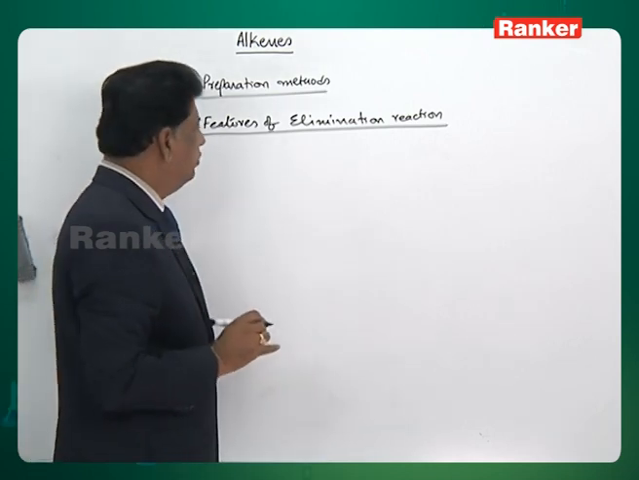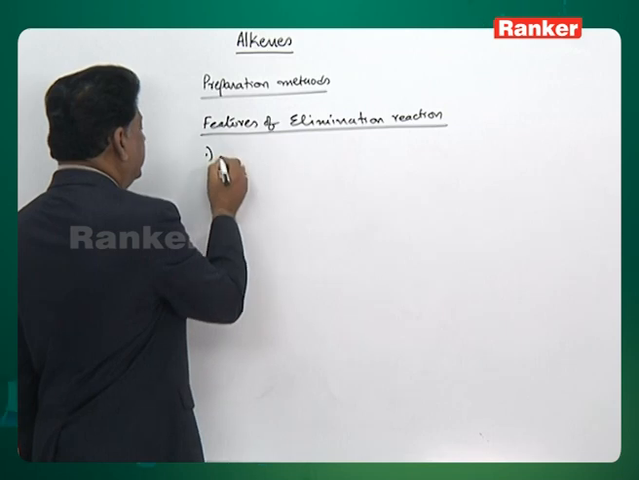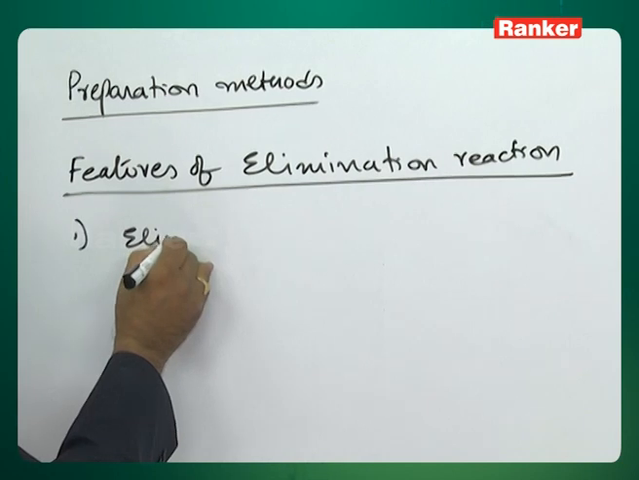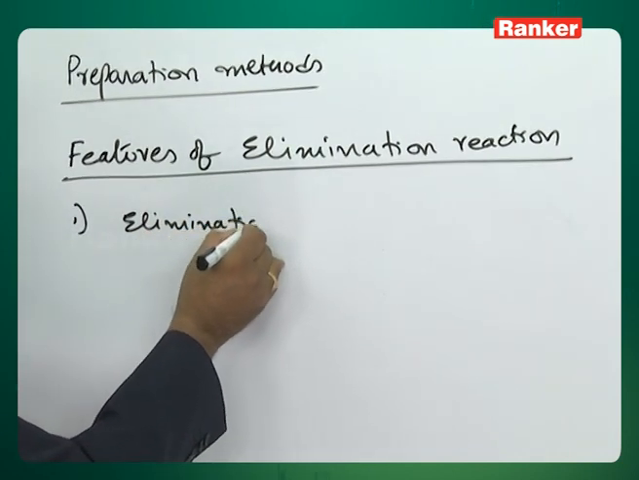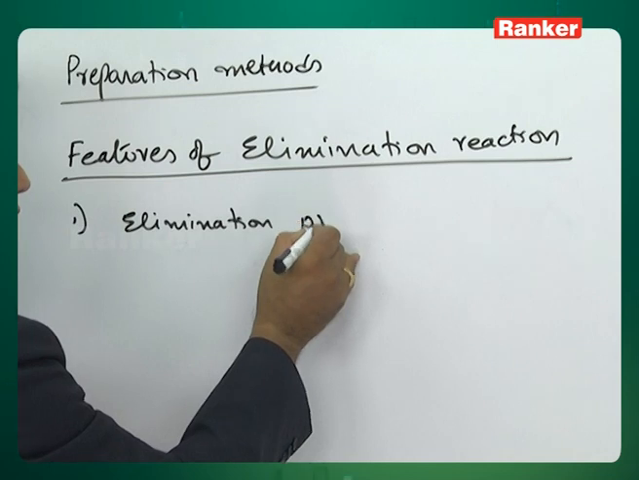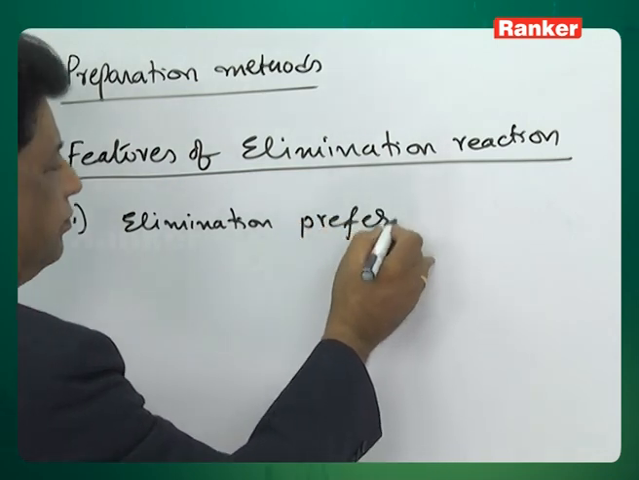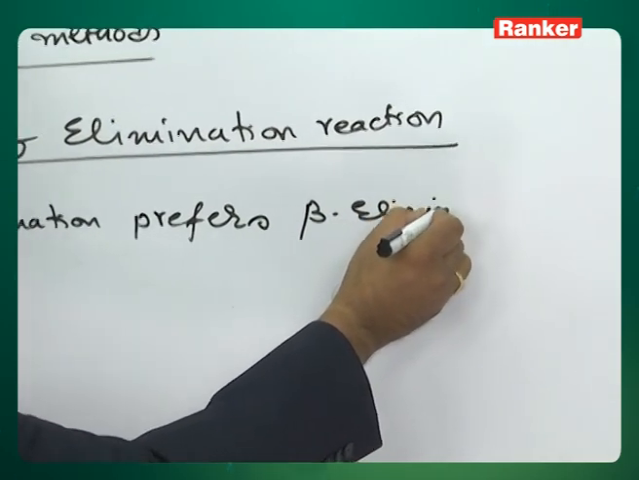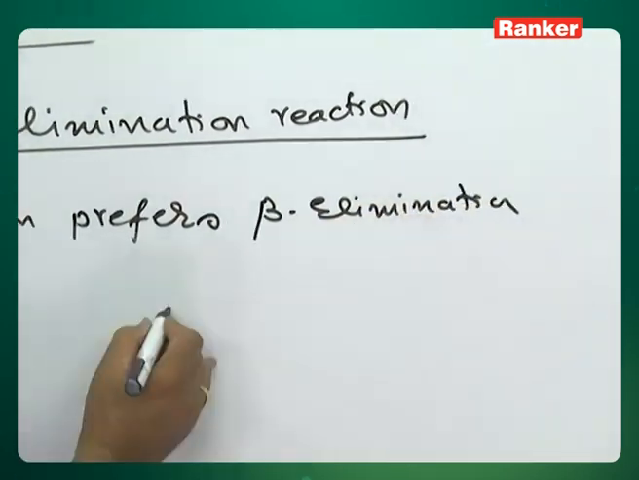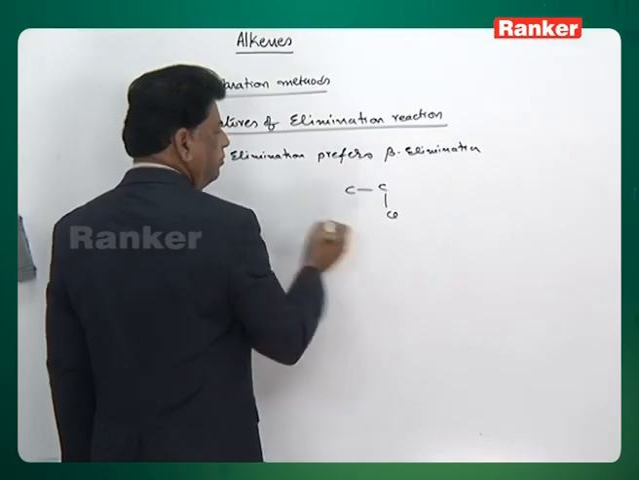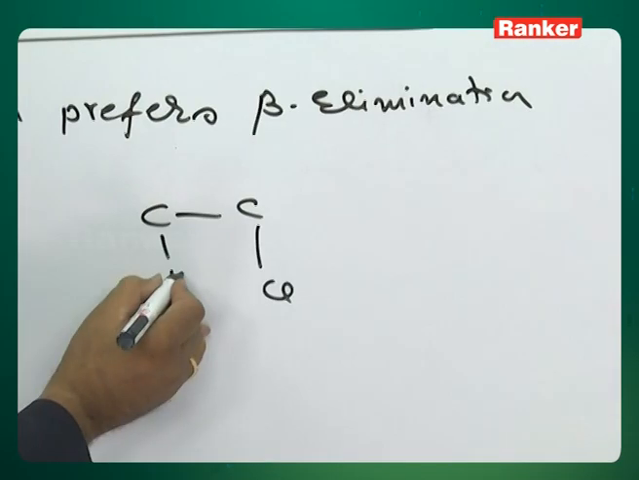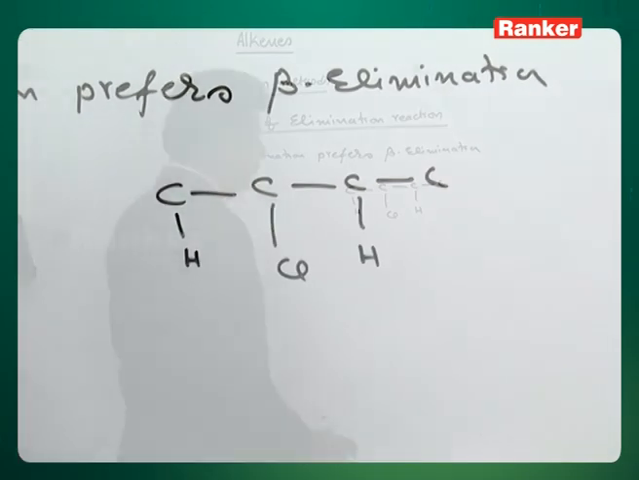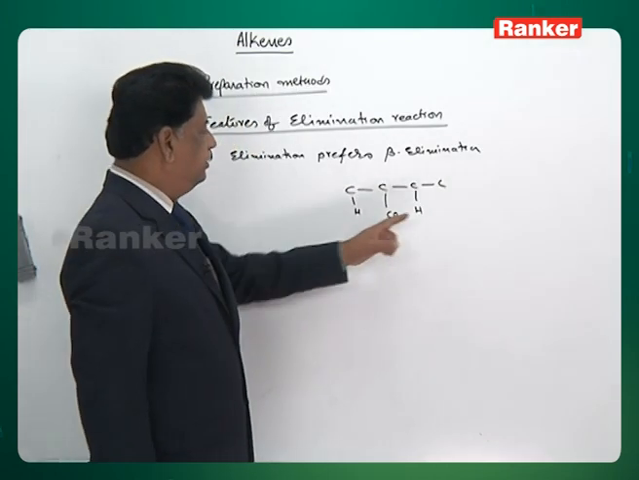The elimination prefers beta elimination. That is, for example, if I have a halogen I am removing, but the hydrogen may come from this side, may come from this side. Which side is the hydrogen coming from? Because that side we have hydrogen, this side.